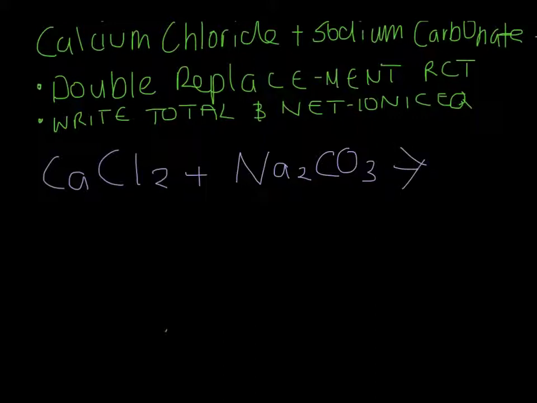Now we know that in a double replacement reaction, it's always the outsides plus the insides. So it's going to be calcium carbonate, CaCO3. They both have a positive and negative charge that match, so it's fine. And then it's going to be NaCl plus Cl. In fact, I'll write this on another line, a little bit smaller.